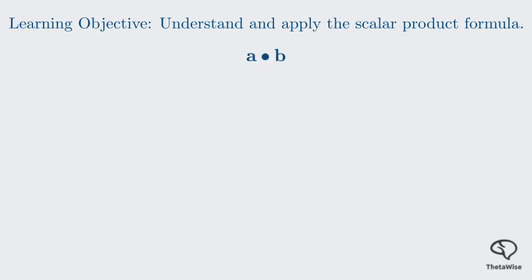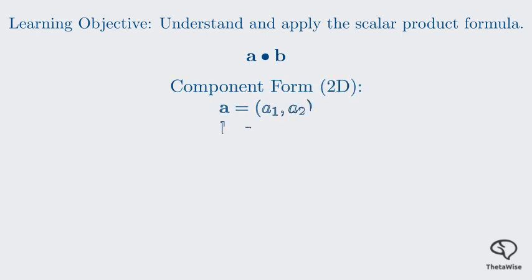The formula for the scalar product depends on how the vectors are represented. If the vectors are given in component form, the calculation is straightforward. For two-dimensional vectors A with components A1, A2, and B with components B1, B2, their scalar product is the sum of the products of their corresponding components. A1 times B1 plus A2 times B2.